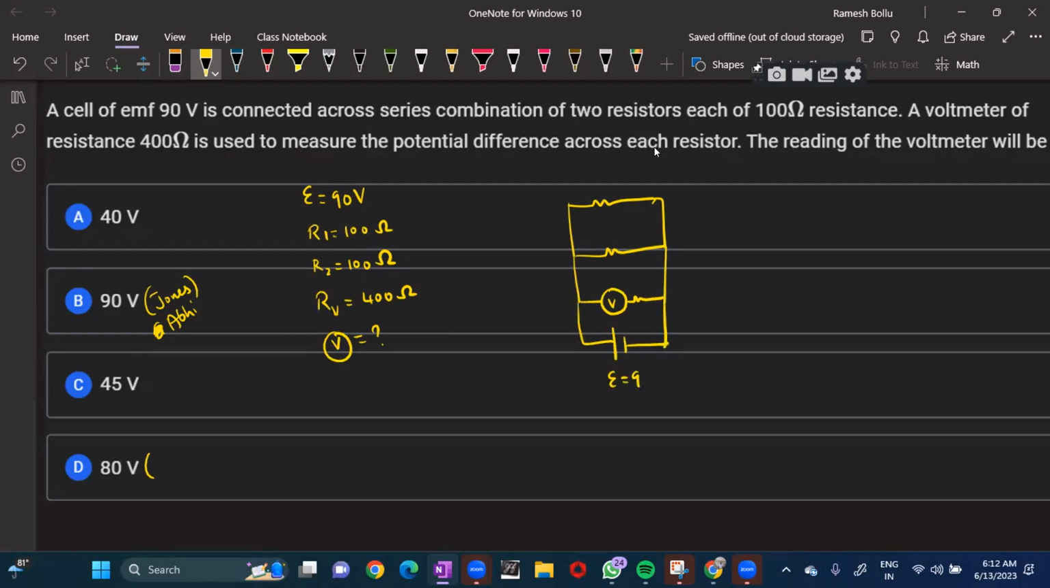So EMF equal to how much here? 90 volt. The series combination. R1 and R2 are in series, 100 ohm and 100 ohm. 100 plus 100, how much? 200. What is the resistance of this voltmeter? 400.